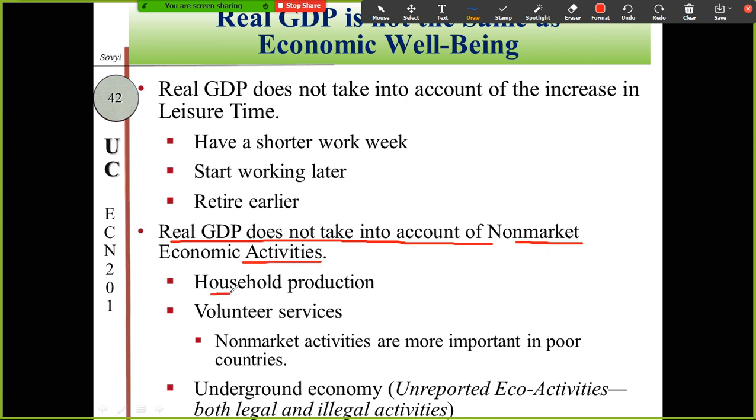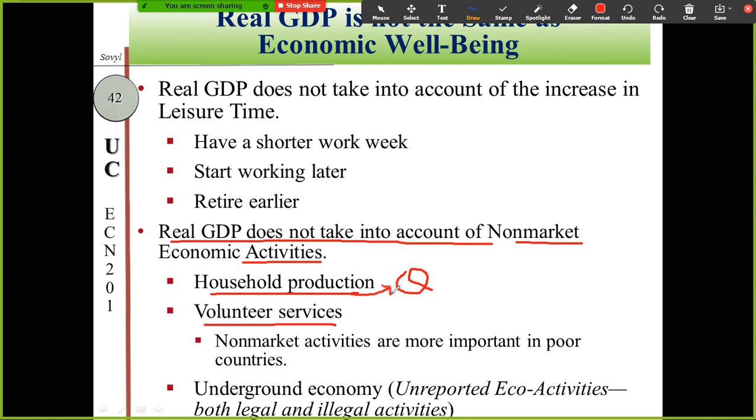What are they? Household production and volunteer service. For example, your mom cooks food for you, cleans the house for you, washes clothes for you. Your mom does household production.